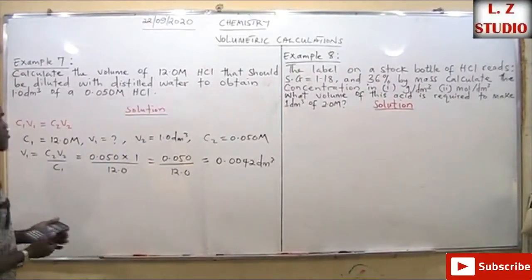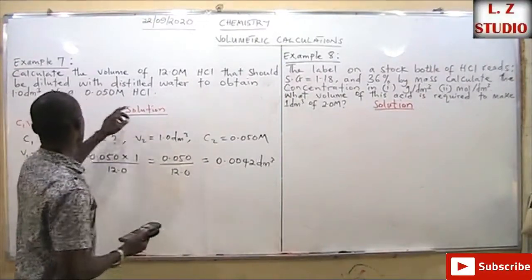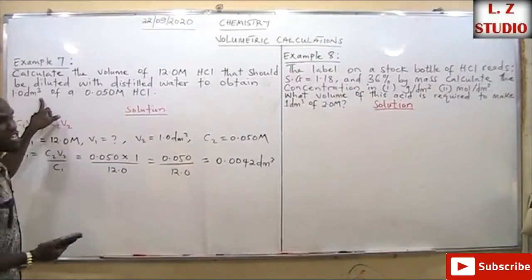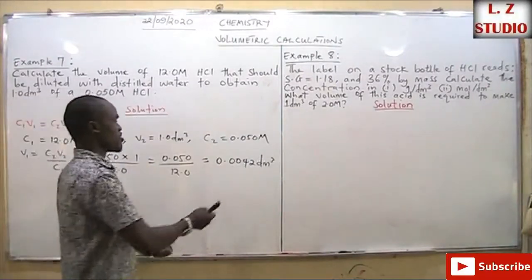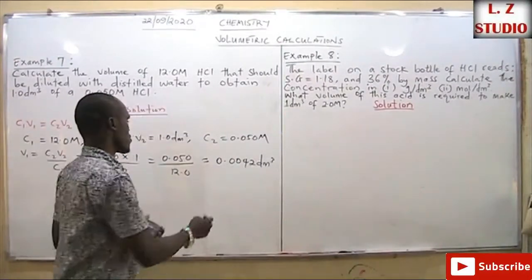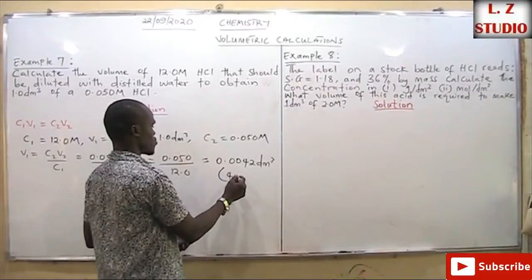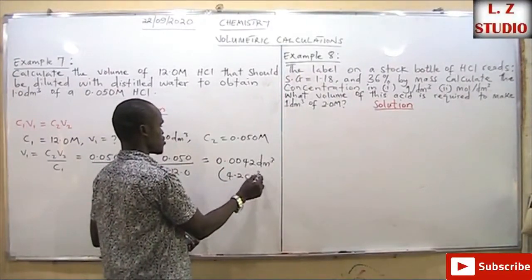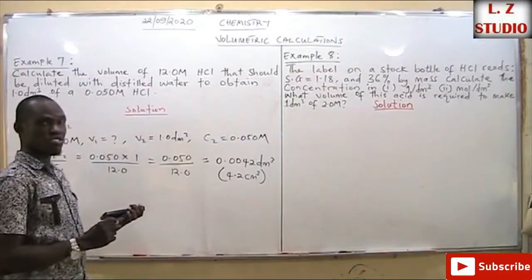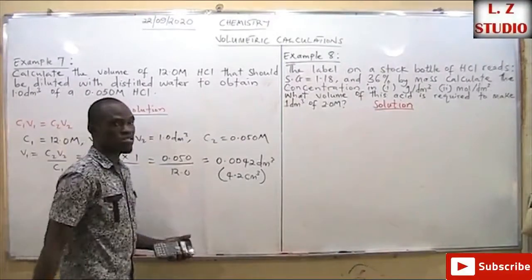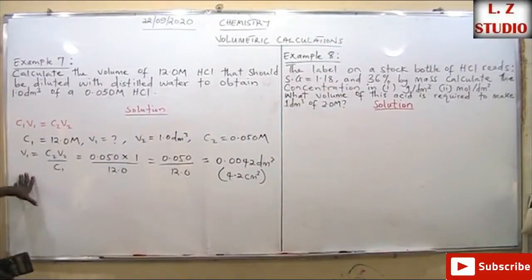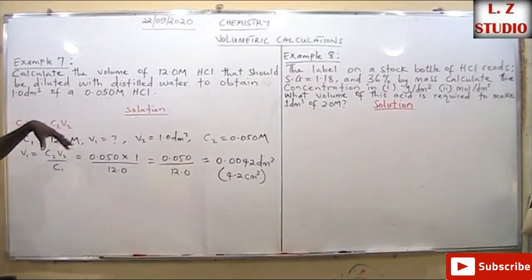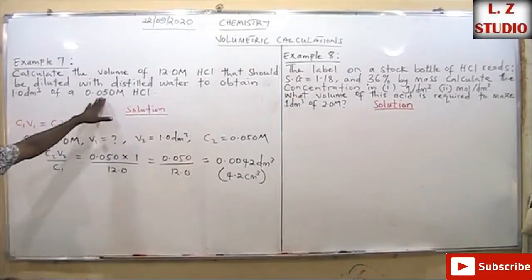So we give our volume in dm cube because the volume given in the question is in dm cube. Okay? That is the standard volume. It can also be in cm cube. If you convert this to cm cube, it will give you 4.2 cm cube. You know how we convert this: just multiply by 1000 and you arrive at the answer in cm cube. So that is the volume of our 12.0 molar hydrochloric acid that should be diluted with distilled water to obtain this concentration in 1 dm cube.